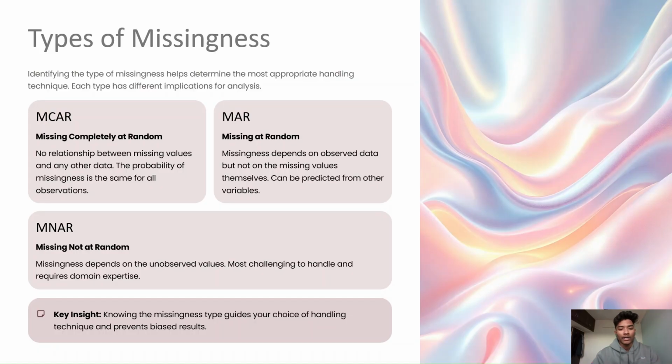MNAR, missing not at random: missingness depends on the missing value itself. Example, people with very high salaries choose not to reveal it. Identifying the type helps us avoid bias and choose the right method.